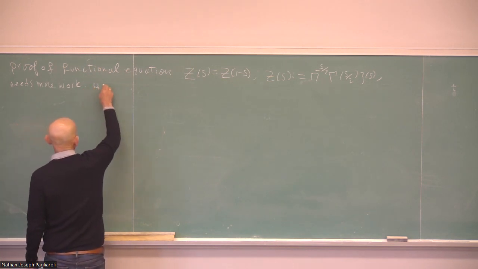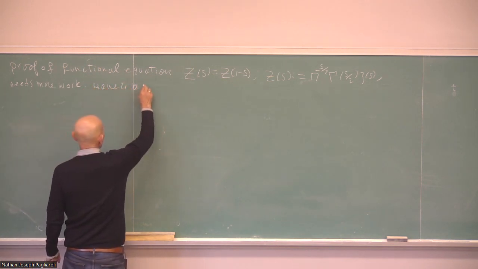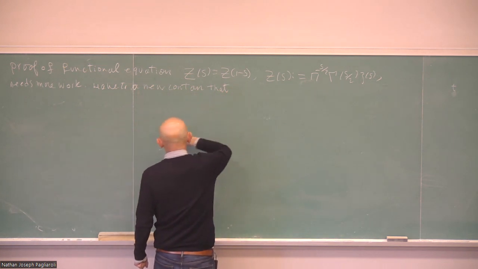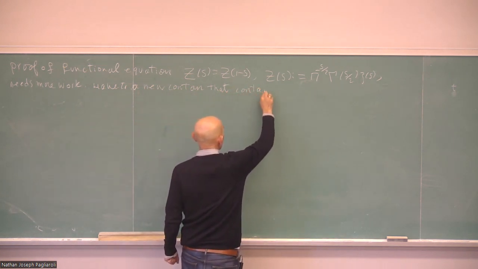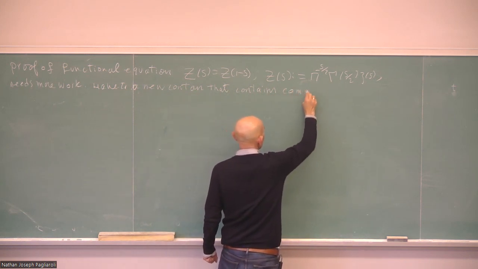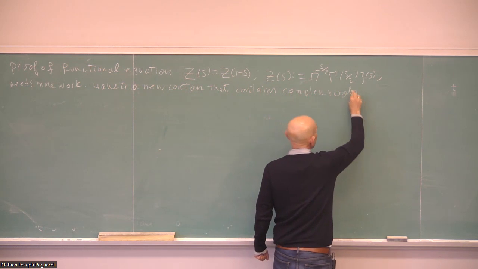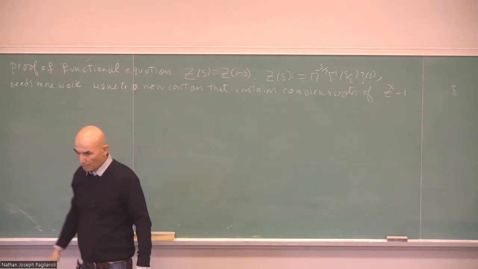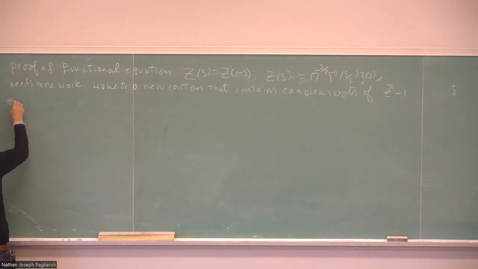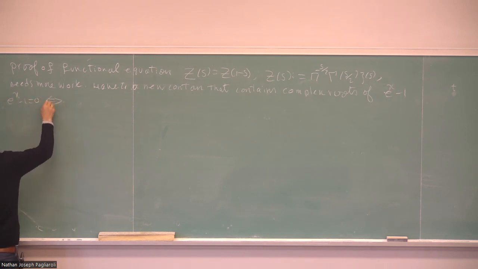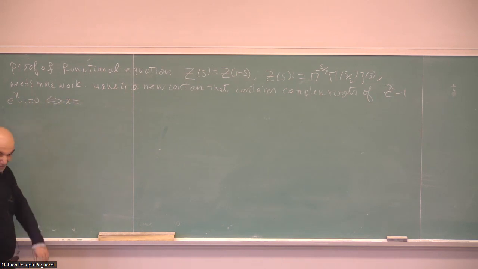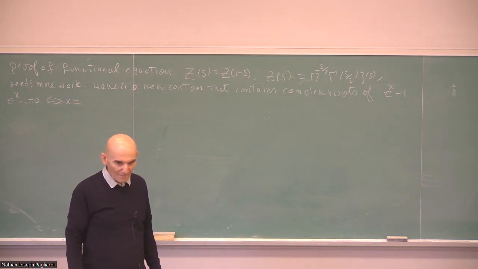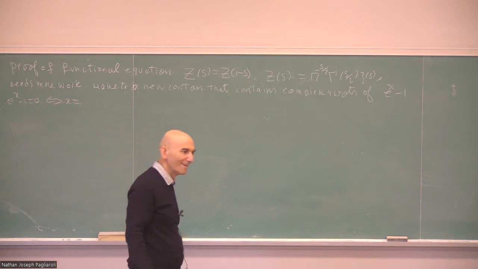In fact, using this method you have to choose a new contour that contains the complex roots of e to the x minus 1. So what are the complex roots of e to the x minus 1? e to the x minus 1 equals 0 if and only if x is equal to what? What are the roots of e to the x equals 1?